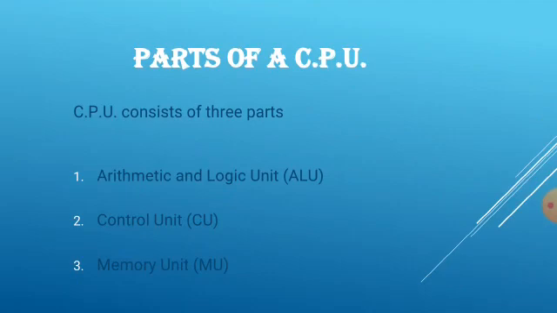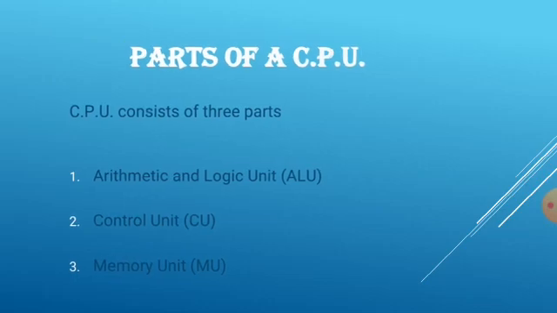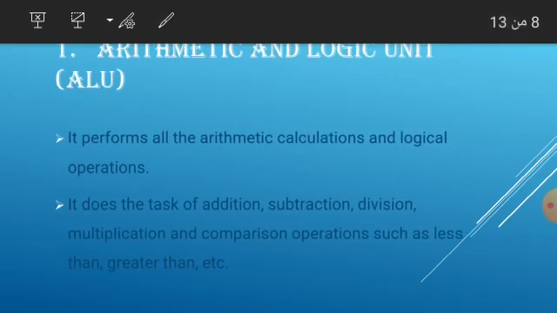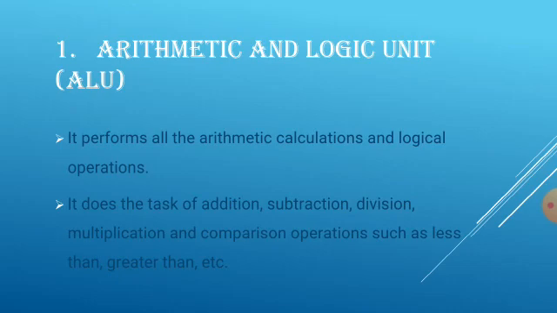Now, parts of a CPU. CPU consists of 3 parts: arithmetic and logic unit, which is in a short form ALU, control unit CU, memory unit MU. What is arithmetic and logic unit, ALU? This part performs all the arithmetic calculations and logical operations. Now, I will explain to you what is an arithmetic calculation and logical operation.